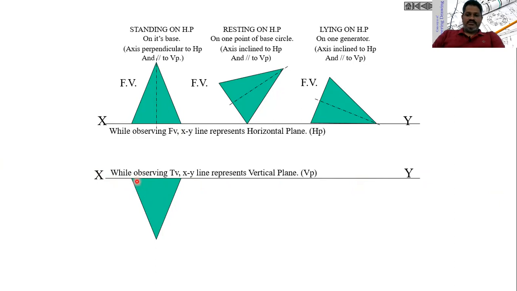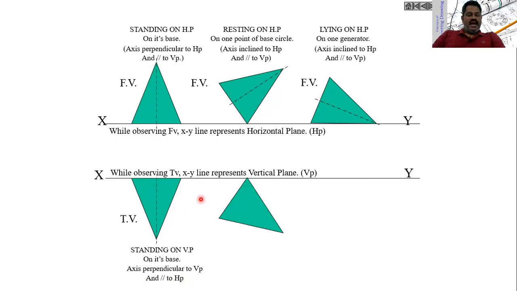Now the first case is that the base is lying on VP and the axis is perpendicular to VP and parallel to HP. The top view of the cone looks like this. This is the top view of the cone when the axis of the cone is perpendicular to VP and the base is lying on VP and the axis is parallel to HP. As you can see here, the axis is perpendicular to VP and parallel to HP. The top view of the cone looks like this. This is the top view.